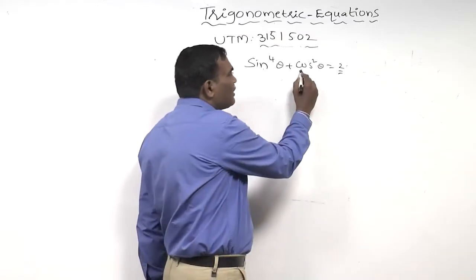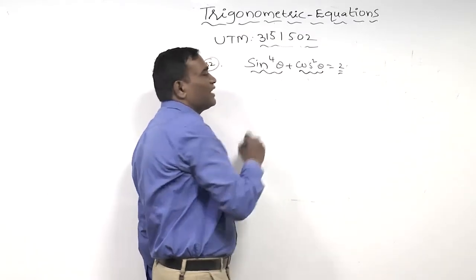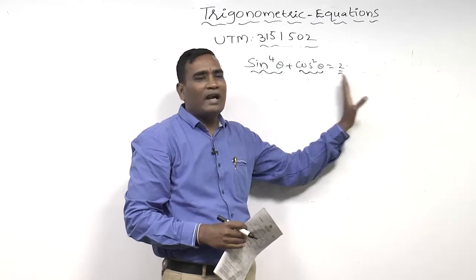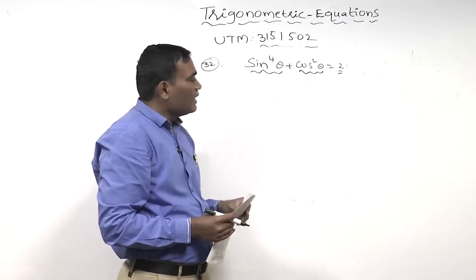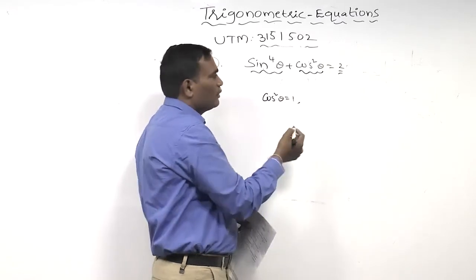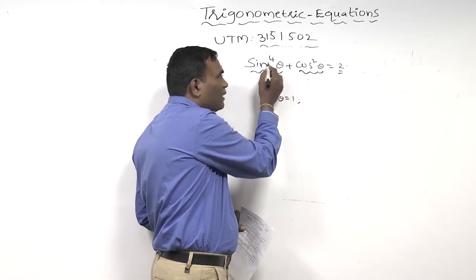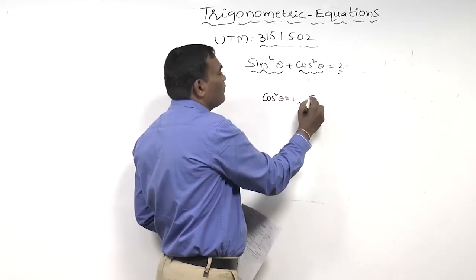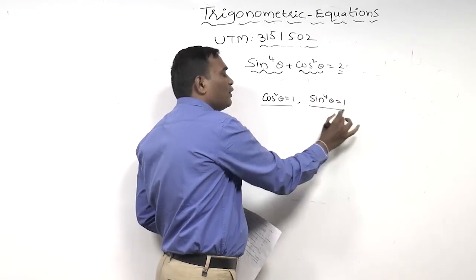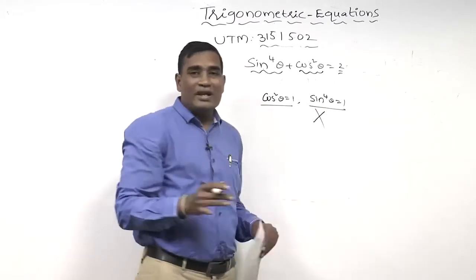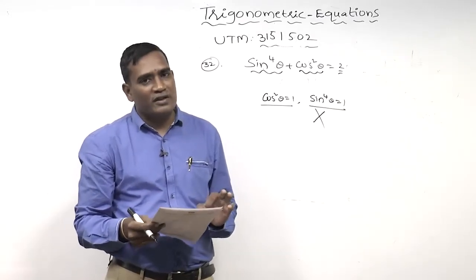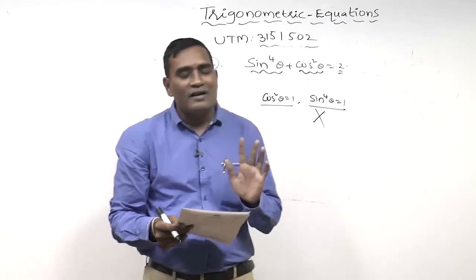Means here cos square theta maximum value is 1, and sine power 4 theta maximum value is 1. It is possible only when cos square theta is equal to 1 and sine power 4 theta is equal to 1. But if cos square theta is equal to 1, what is theta? 0. If you substitute theta is 0, this becomes 0. This is not 1. Means cos square theta equal to 1 and sine power 4 theta equal to 1 is not possible at a time. That's why the answer is no solution. So the number of solutions of the equation is 0. So the first option is correct.